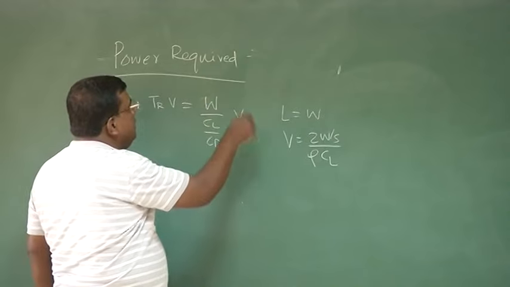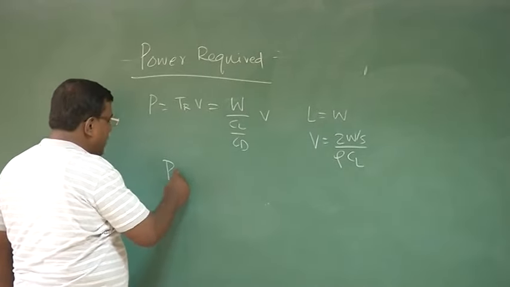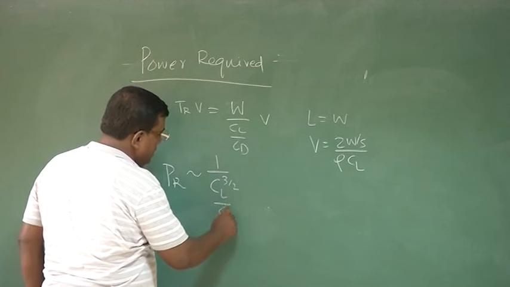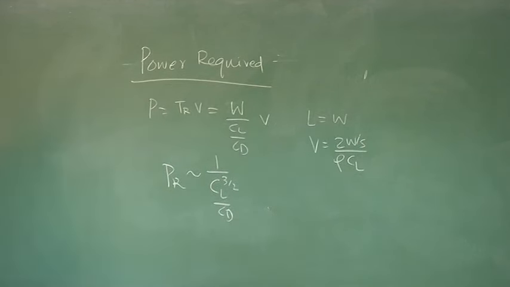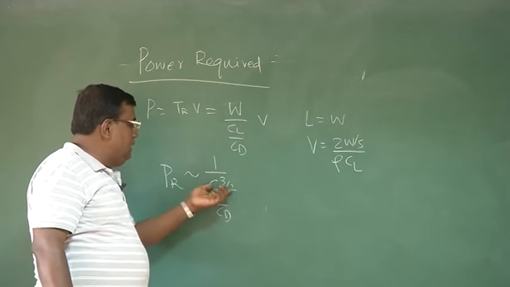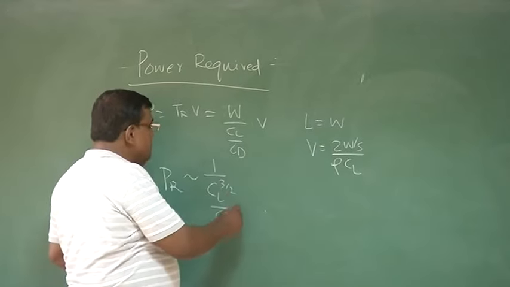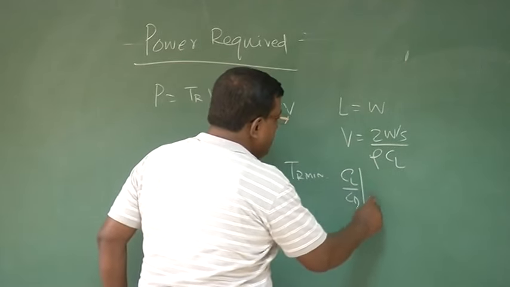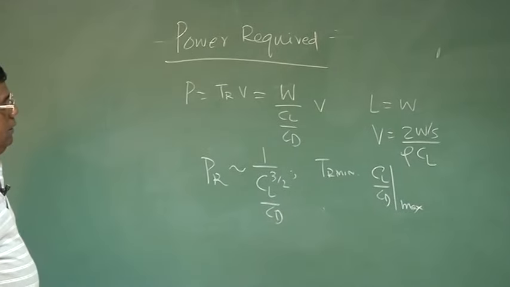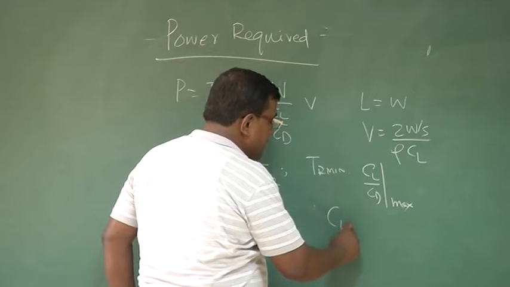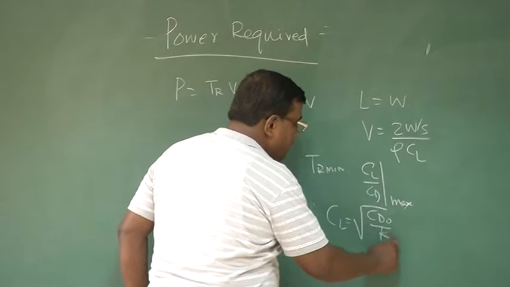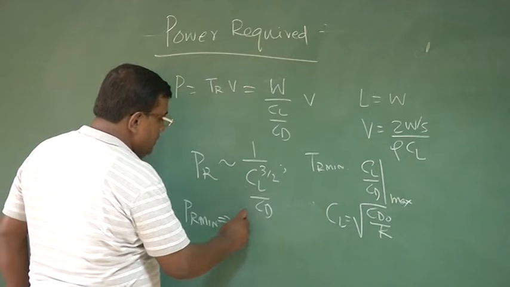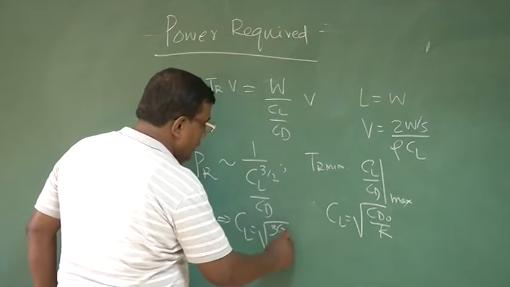When we substituted V here, we realized power required will be proportional to CL 3 by 2 by CD. And for power required minimum, CL 3 by 2 by CD should be maximum, unlike thrust required minimum, where it was CL by CD maximum. Like thrust required minimum, which translated into CL equal to root of CD naught by K, for power required minimum we found this translated into CL equal to root of 3 CD naught by K.